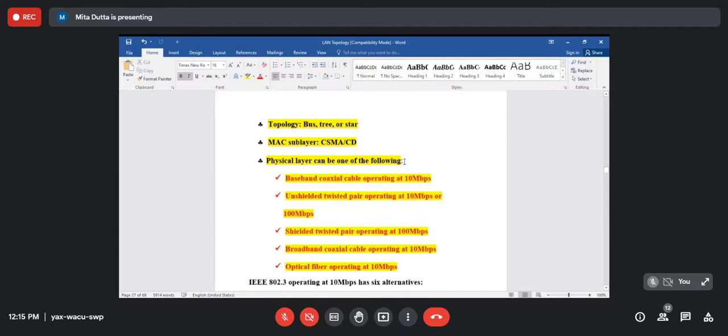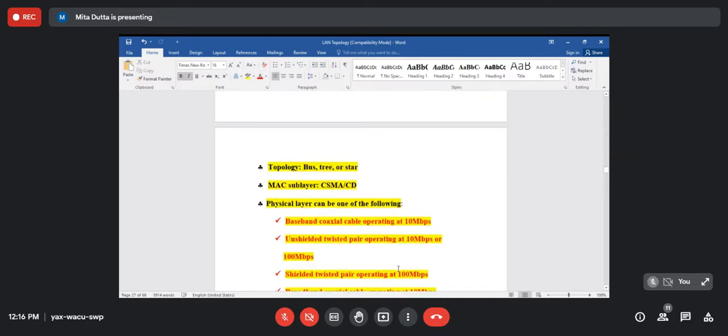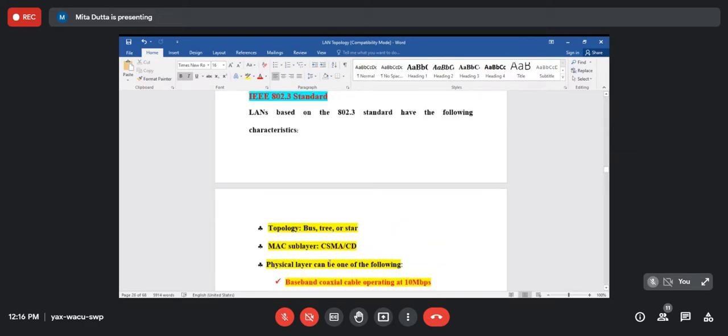So the physical layer of the LAN, that means the LAN transmission medium, it carries baseband signal, and the transmission medium will be coaxial cable, because it will denote what type of medium. Standards also denote what type of transmission medium we are going to use. And the data rate will be 10 megabit per second. For unshielded twisted pair, it will be 10 Mbps or 100 Mbps. Shielded twisted pair, 100 Mbps. Broadband coaxial cable, 10 Mbps. Optical fiber, 10 Mbps. So these will be the physical layer specifications according to the IEEE 802 committee, and this standard is therefore known as the IEEE 802.3 standard.